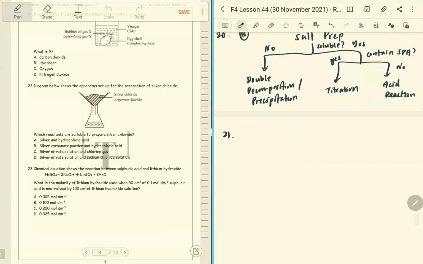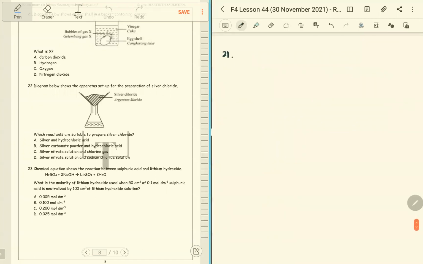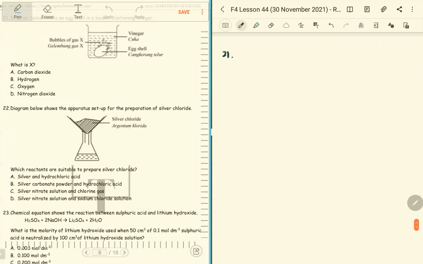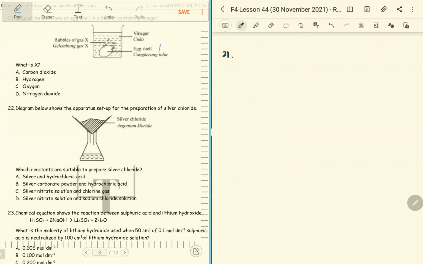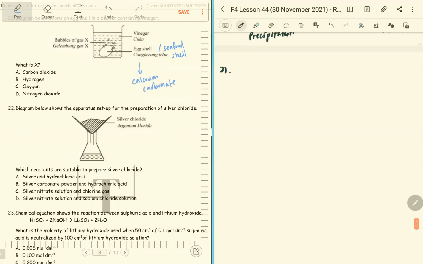Let me discuss. Number 21, we are talking about eggshell. If you are talking about clam shell, or any other shell, like your seafood shell, they are all calcium carbonate. So if the question tells you it is some sort of shell, you're looking at calcium carbonate.